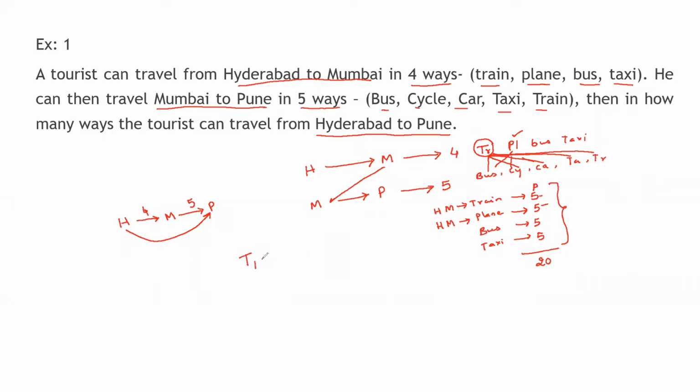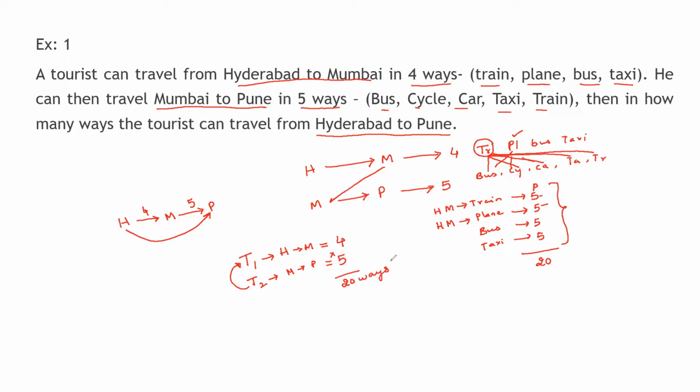Instead of going this lengthy way, what we can do is this. Task 1 is to reach from Hyderabad to Mumbai. I have 4 options. Task 2 is to go from Mumbai to Pune, which is dependent on T1. Directly, I cannot go here. First, I have to come from Hyderabad to Mumbai, only then can I go from Mumbai to Pune. So how many options? 5 options. Now, multiply these two and we will get the total number of ways.